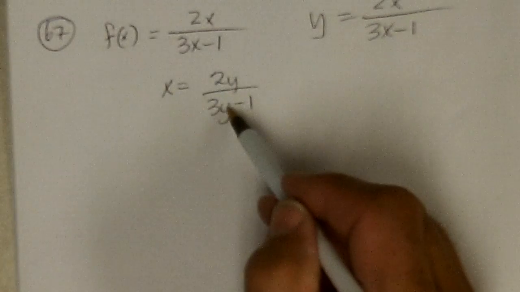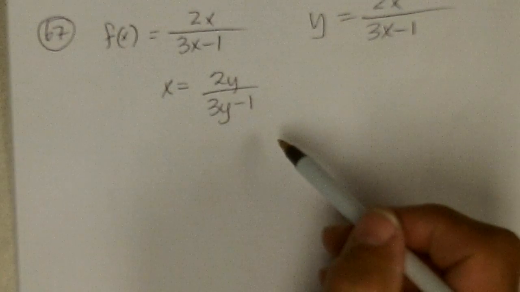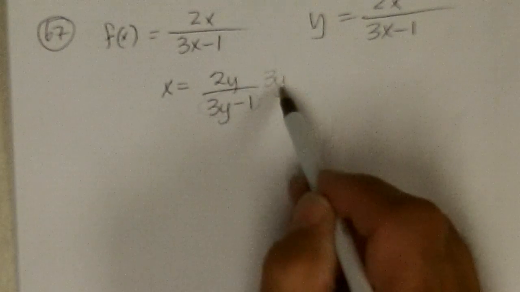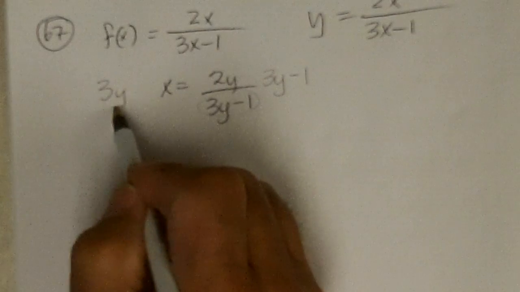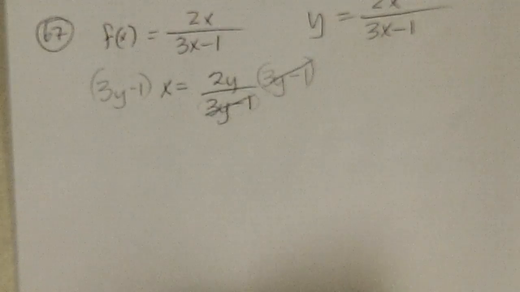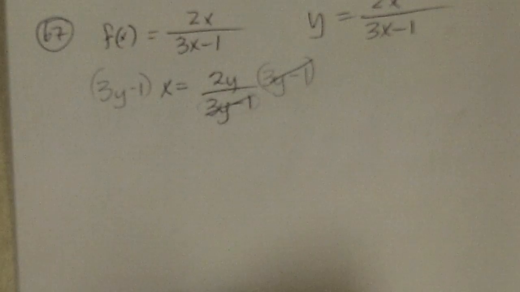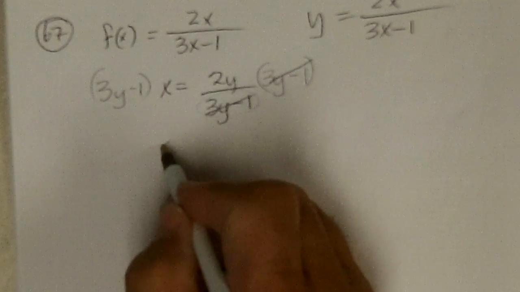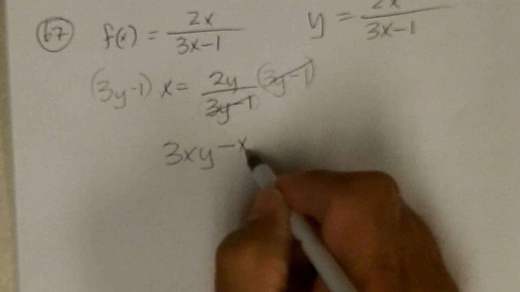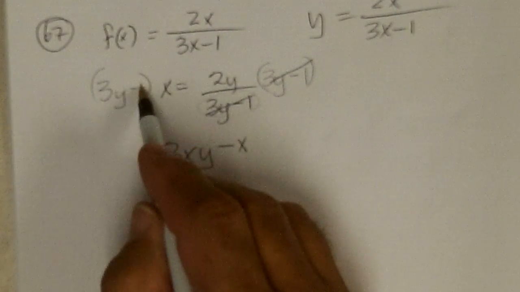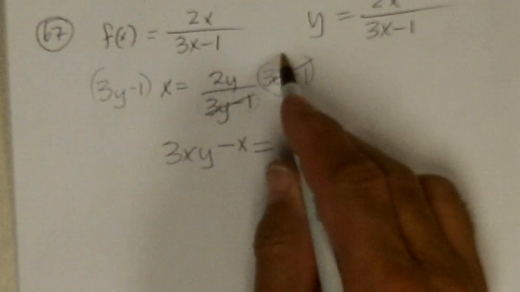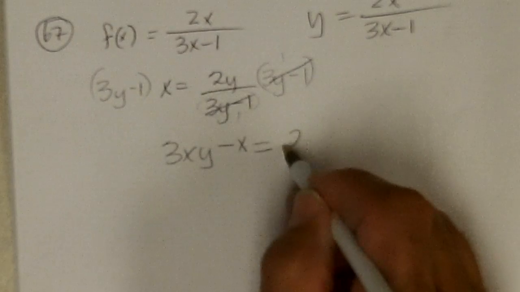Well, we have y in the numerator and denominator. They can't cancel because there's an add or subtract. But we can multiply both sides by 3y minus 1. That would cancel the 3y minus 1 on this side. Over here we get 3xy, or 3yx either way, minus x, taking x times this and x times this, equals, and on this side these cancel and turn into 1, so 1 times that is 2y.